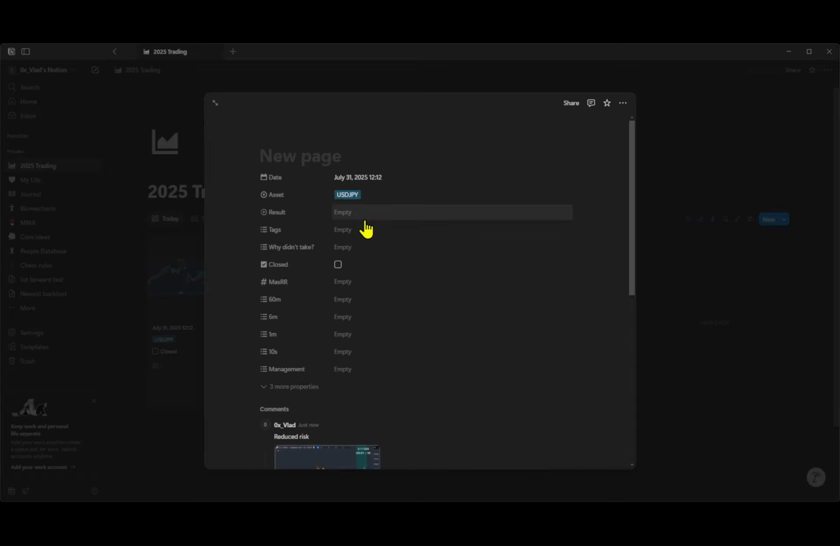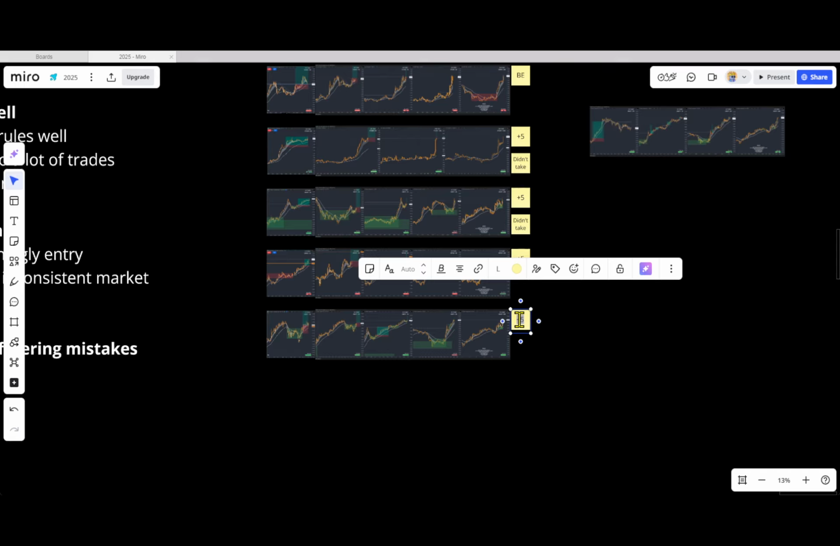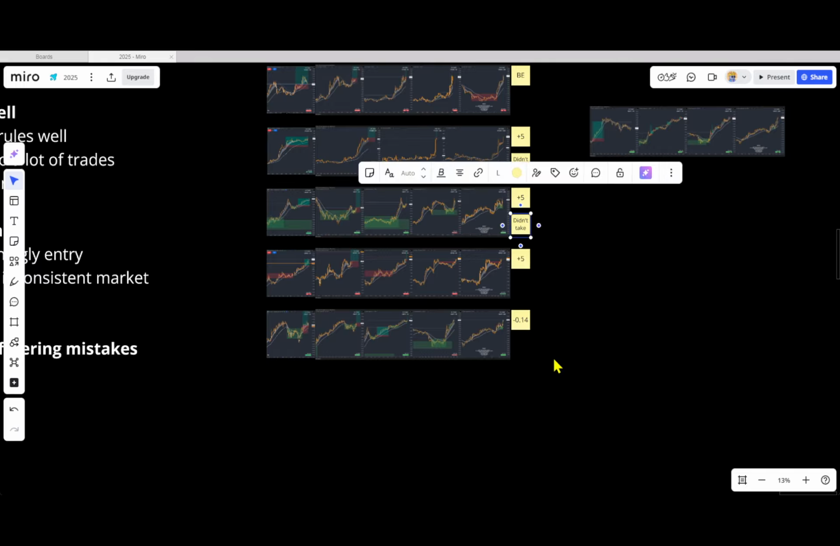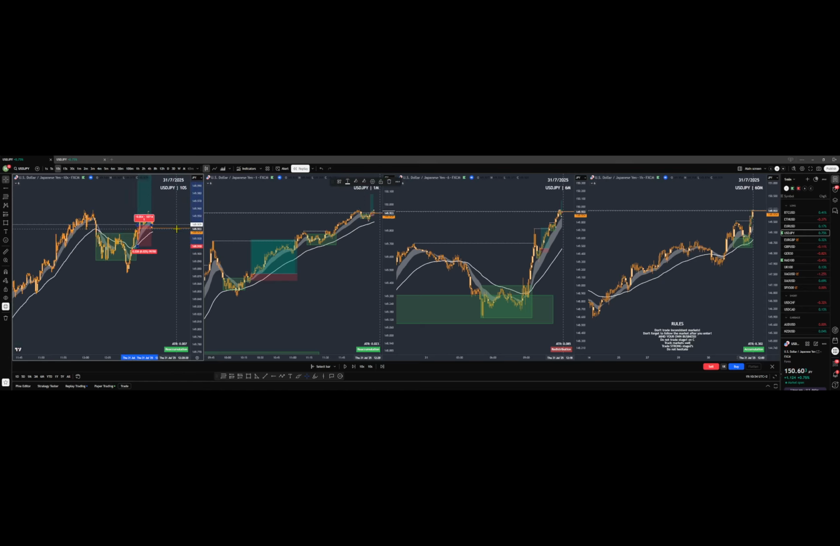Boom. And it's a spread loss. So let's put that in as well. Minus 0.14. And didn't take. All right. Very nice. Moving on. Let's see what's going to happen here.